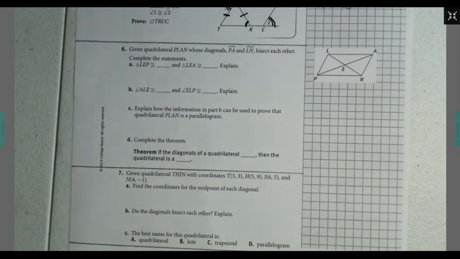C. Explain how the information in Part B can be used to prove that quadrilateral PLAN is a parallelogram. And D. Complete the theorem. If the diagonals of a quadrilateral blank, then the quadrilateral is a blank.